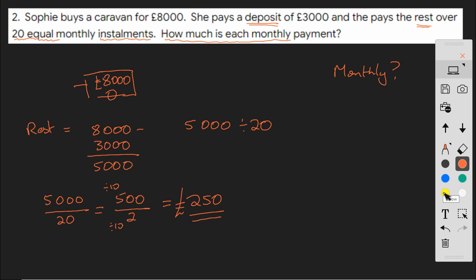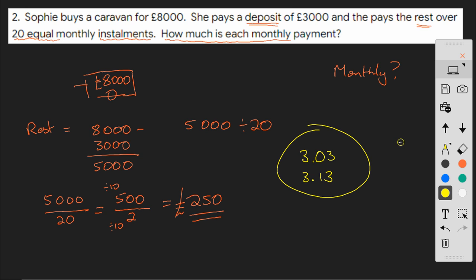And I'm actually going to give you the same nuggets there that we've just done. Worded subtraction, multiplication and division questions.